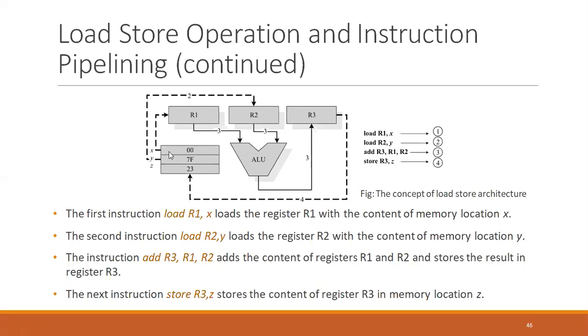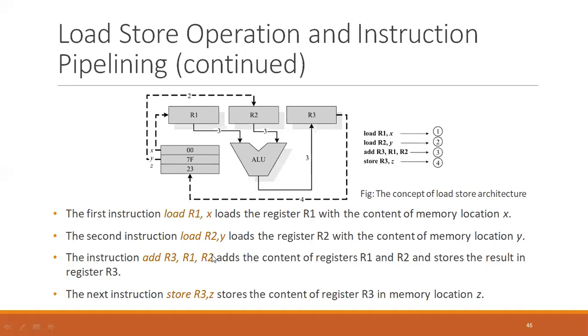The first instruction, look at this. Load R1, X loads the register R1 with the contents of memory location X, right? The contents of memory location X will be loaded to R1. The contents of memory location Y will be loaded to R2, and it adds the contents of registers R1 and R2 and stores the result into the register R3, right?